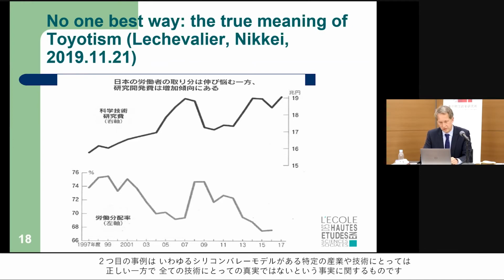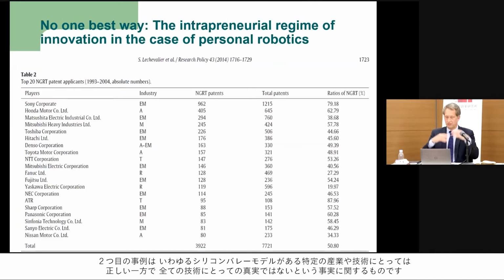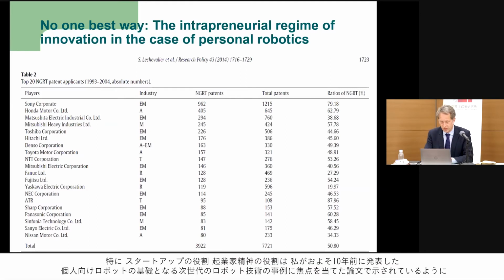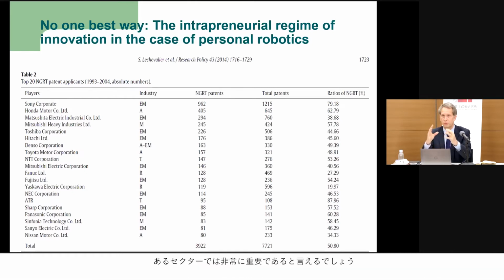The second case I would like to make concerns the fact that the so-called Silicon Valley model might be true in some specific industries and for some technologies, but it's not true for all technologies. In particular, the role of startups and entrepreneurship might be very important in some sectors, as shown in this paper that I published almost 10 years ago, focusing on the case of next generation robot technology, which is at the basis of personal robots.